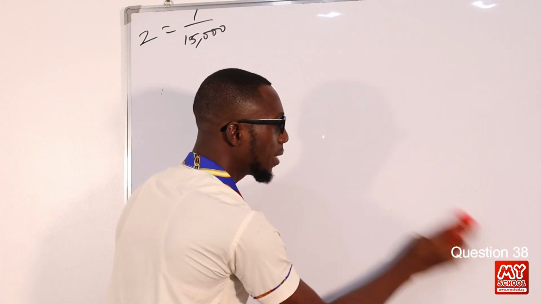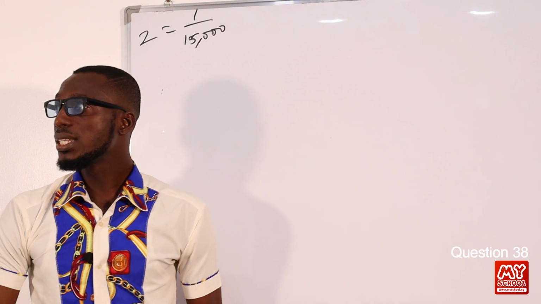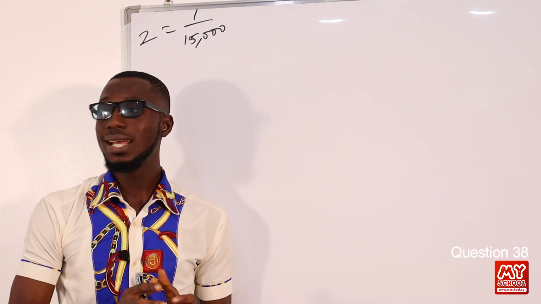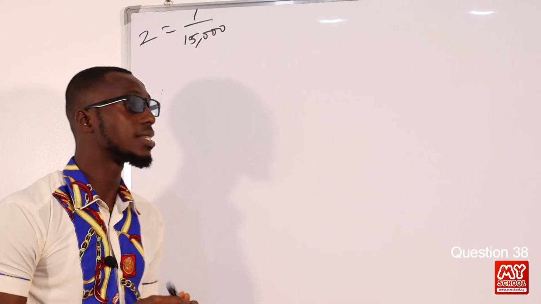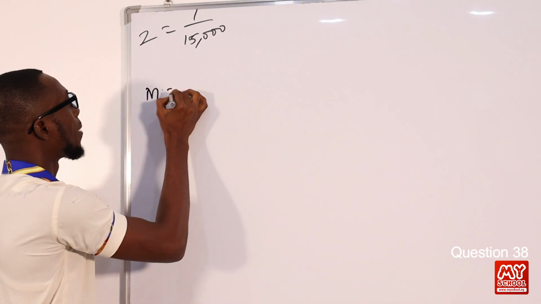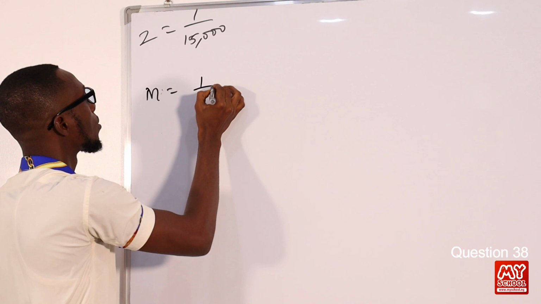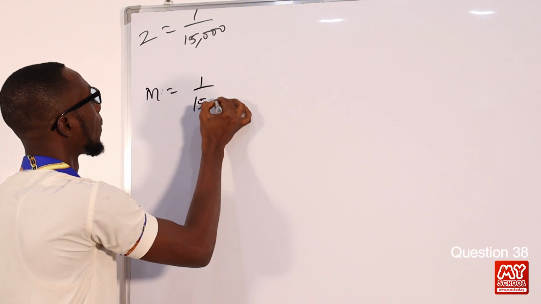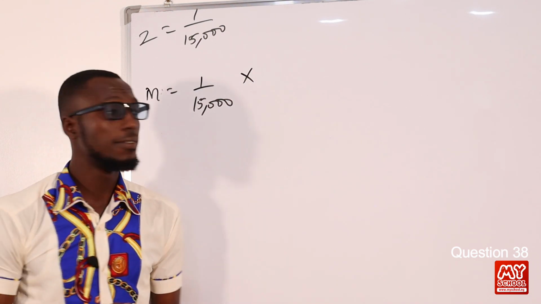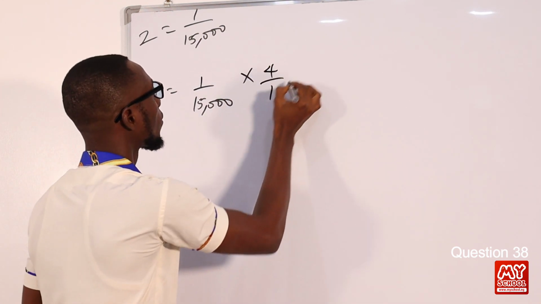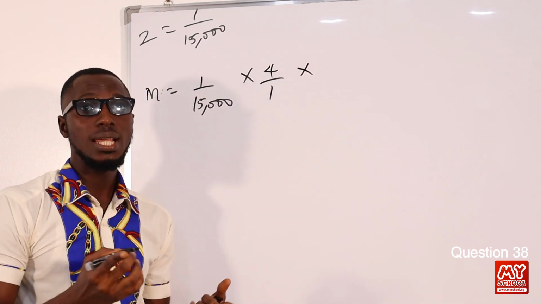So statement B, we now have: what is the mass of the substance that will be deposited if a current of 4 amperes flows through it for 4.8 hours? So we are asked to find mass. We have our Z now as 1 over 15,000, times the current I supplied, that is 4. Then we are told 4.8 hours.